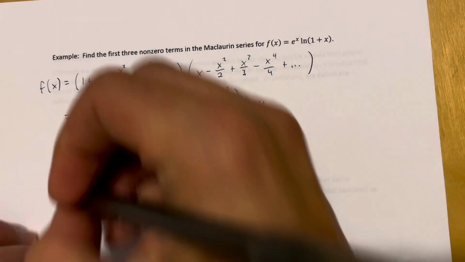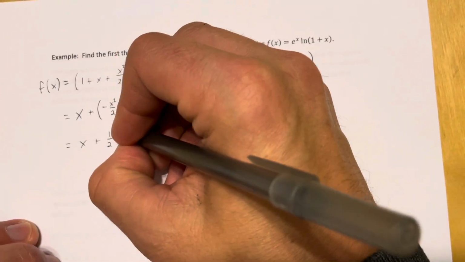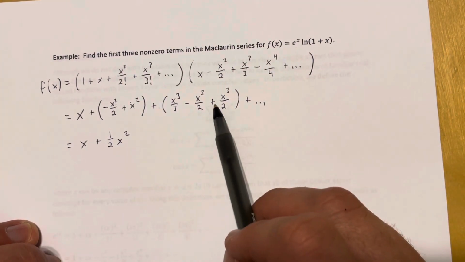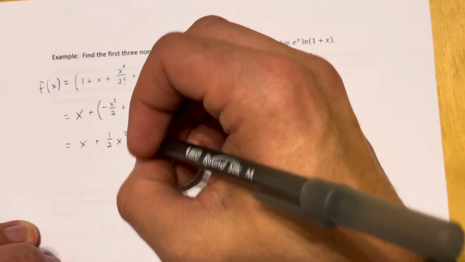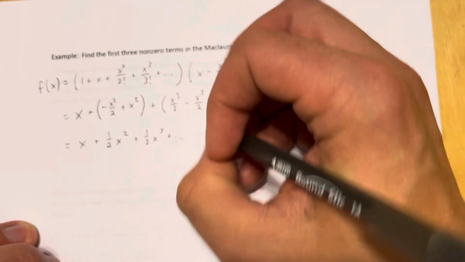These will combine so that I have x plus x squared minus x squared over 2 is just 1/2 x squared. And then notice the x cubed over 2 that's negative here will combine with the positive version here, giving me a 0. That leaves me with just 1/3 x cubed plus dot, dot, dot.